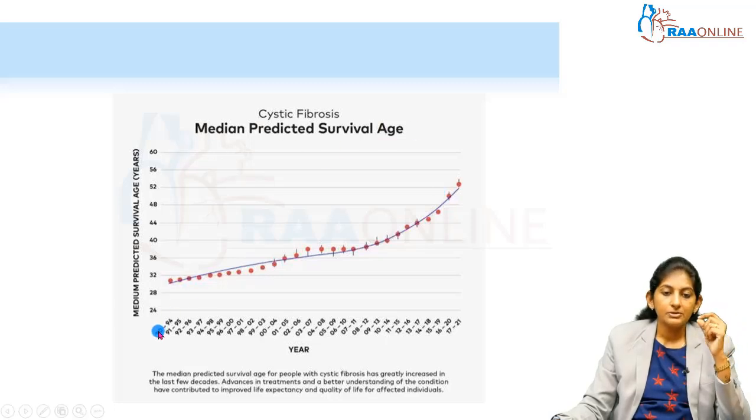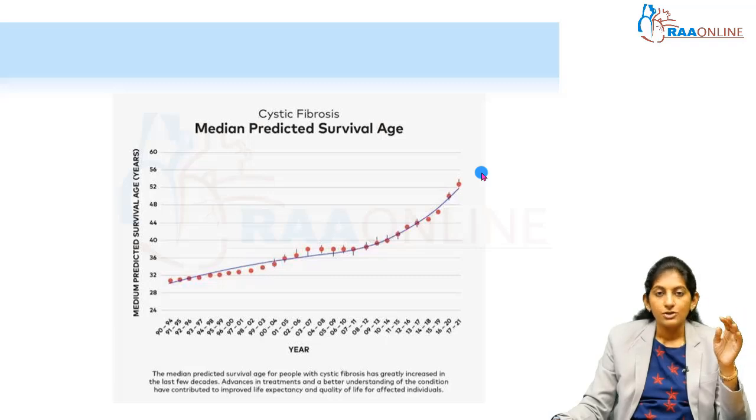As you can see here, around 1990, the survival age was somewhere between 28 to 32. Towards the end of the third decade, it slowly increased, and now in 2017-2021, the survival age of cystic fibrosis patients has increased up to the 5th decade. It is a dramatic improvement, isn't it? So understanding cystic fibrosis patients, treating them, attending to their concerns, a holistic management is very important.